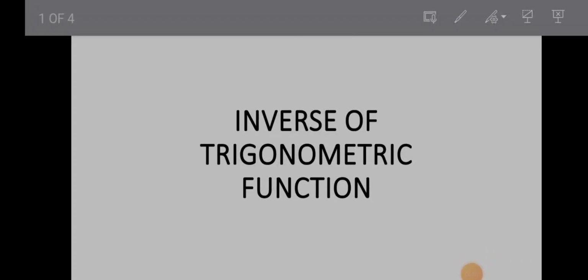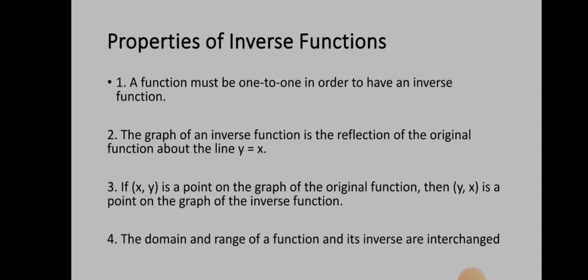This time I will teach you about the inverse of trigonometric functions. First, we need to know the properties of inverse functions. Number one, a function must be one-to-one in order to have an inverse function. If the function is not one-to-one, it does not have an inverse function.